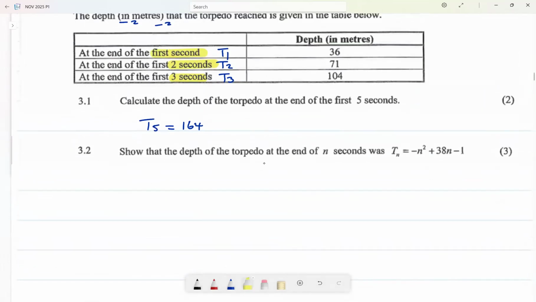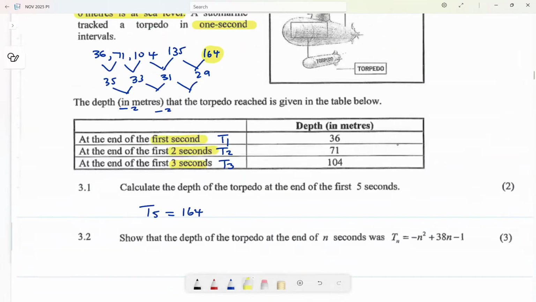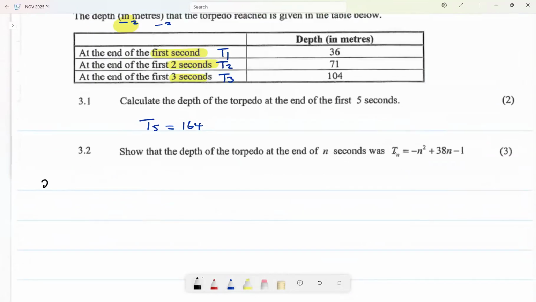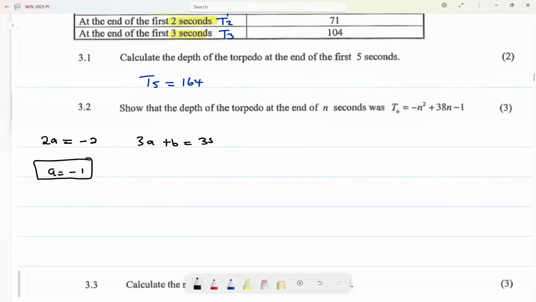Show that the depth of the torpedo at the end of n seconds is this one. So basically, just to show the Tn. We already know that our constant second difference is -2, with first differences 35 and 33. So it's easy because you just say 2a is equal to -2, so a is going to be equal to -1. And then 3a plus b is equal to 35. But you already know a is -1, and then b is going to be 35 plus 3, which is 38.